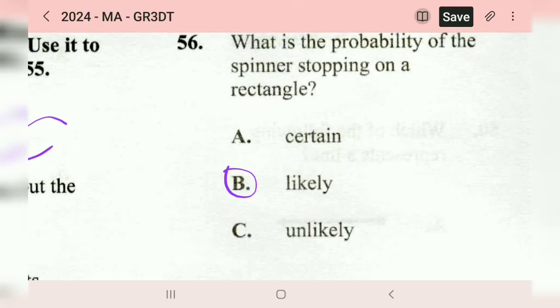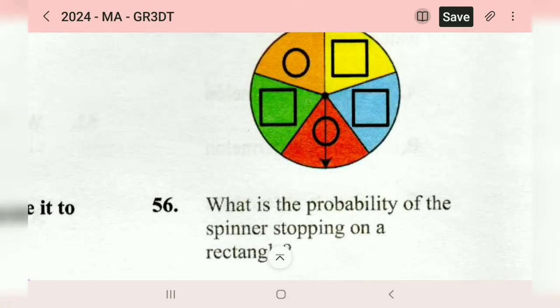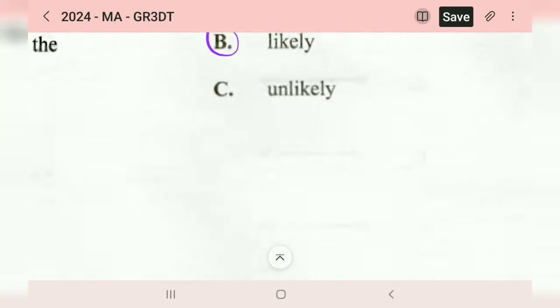Can't be certain because it could stop on a circle. So that's not certainty that you're going to have it landing on a rectangle, but it's very likely, highly likely that it can stop on one of them.